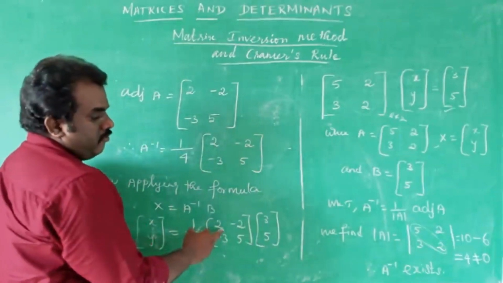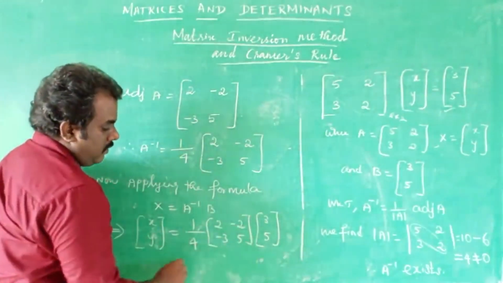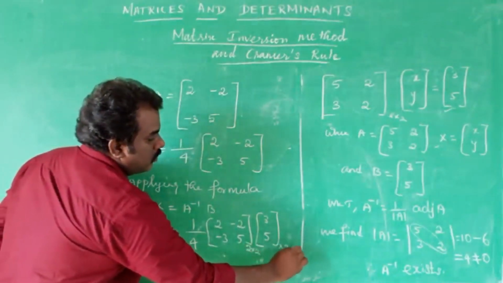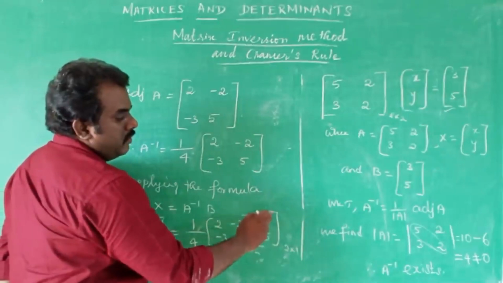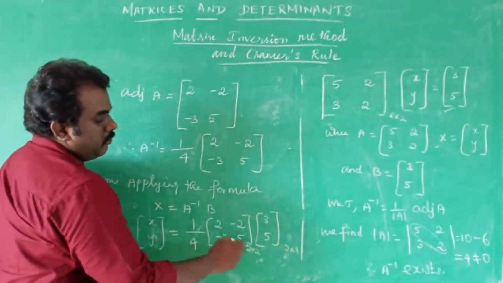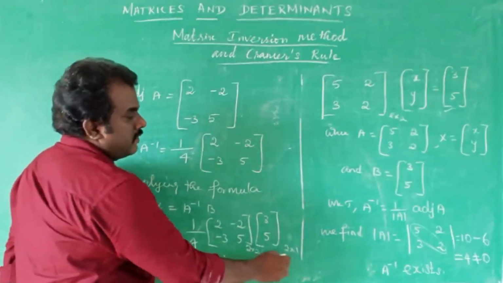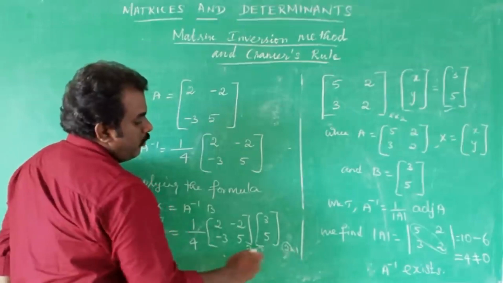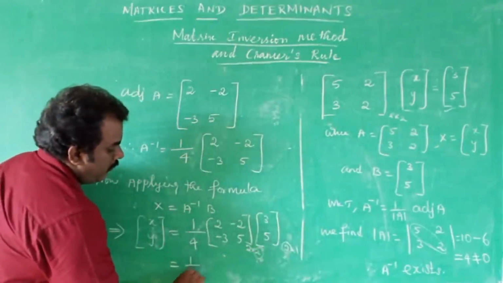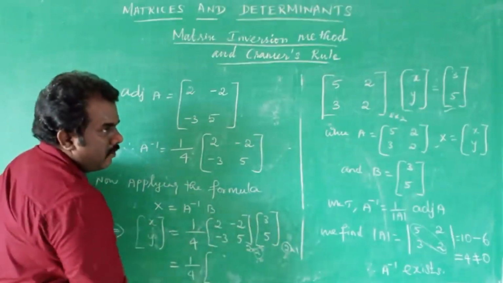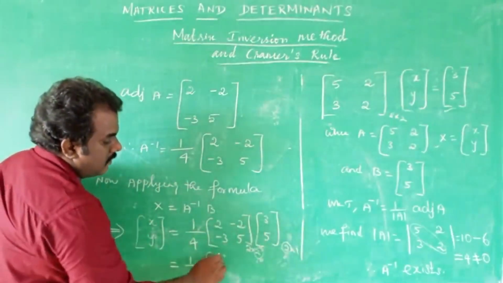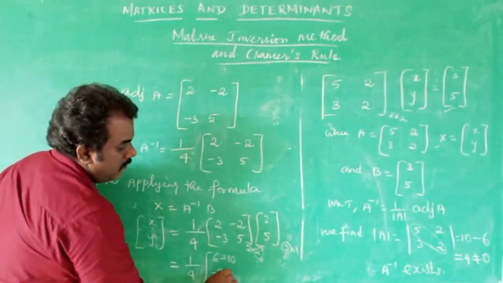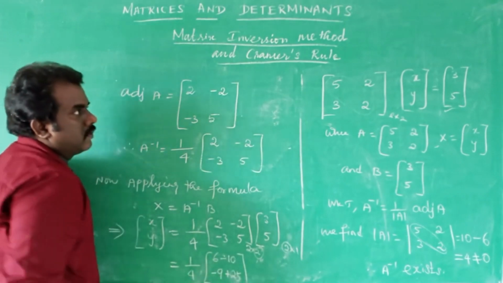As usual, follow the matrix multiplication row by column method and solve this. So this one is a 2 cross 2 matrix and this one is a 2 cross 1 matrix. The reason, 2 rows and 1 column here, and 2 rows and 2 columns here. So this can be written as a 2 by 2 matrix and this can be written as a 2 by 1 matrix. Multiplying these two, we get a 2 by 1 matrix again. So 1 by 4 of, using the row by column method, 2 3s are 6, minus 10, minus 9 plus 25.